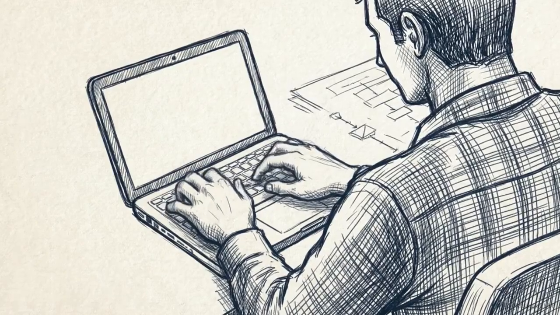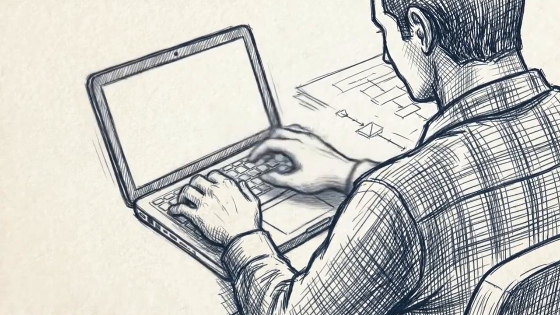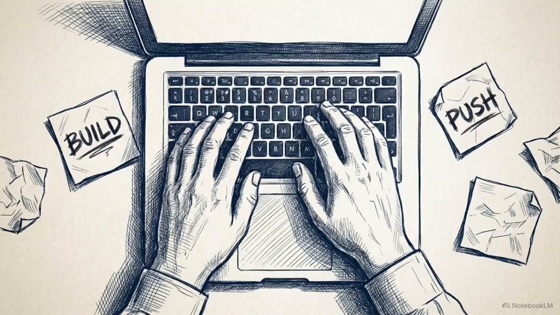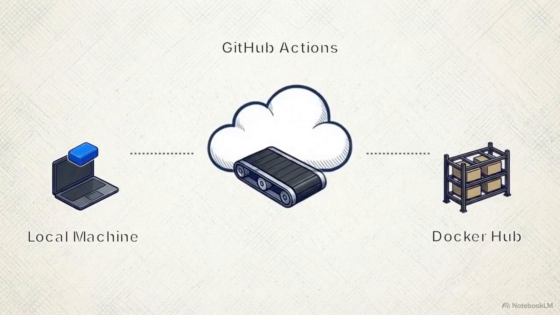Every time you change a single line of code, you have to rebuild and push your Docker image. It is a repetitive, manual task that relies on you remembering to run the commands. We will use GitHub Actions to automate the entire build and push process. The cloud server takes over, acting as an assembly line to build your application container.